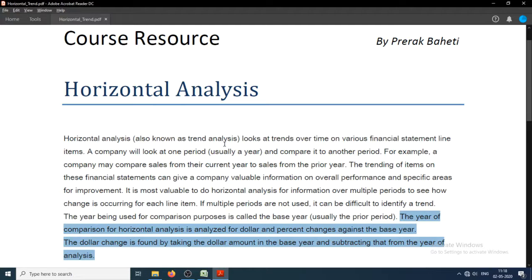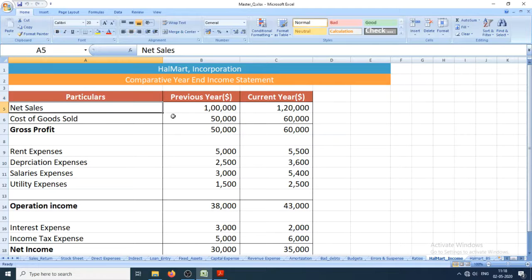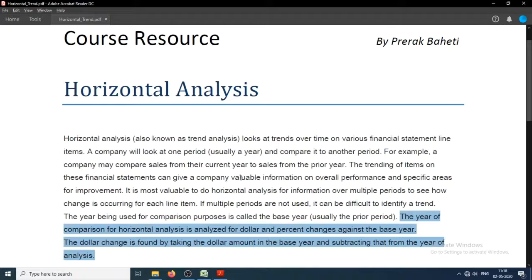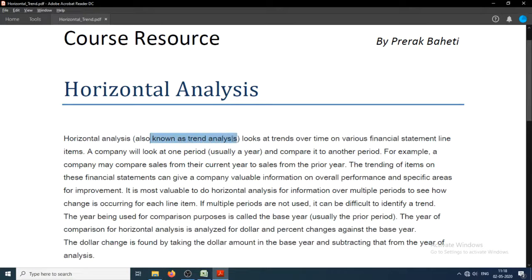Hi, welcome to this first analysis that we are going to do, that is the horizontal analysis. As the name suggests, we are going to analyze between this column and this column, that is horizontally. It is also known as trend analysis, which looks more techy, so we'll use the name trend analysis only. It is basically looking at trends over time on various financial statement line items.